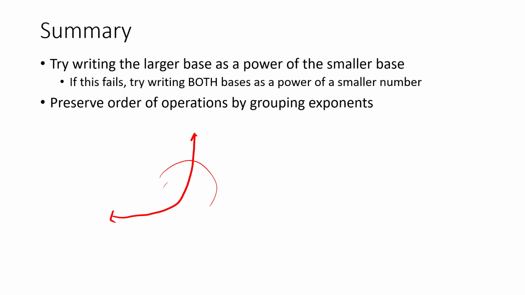And then the second bullet point I have there is preserve order of operations by grouping those exponents. That's our super cool exponent club. And they are grouping in order to make sure that we're getting the correct order of operations on that.